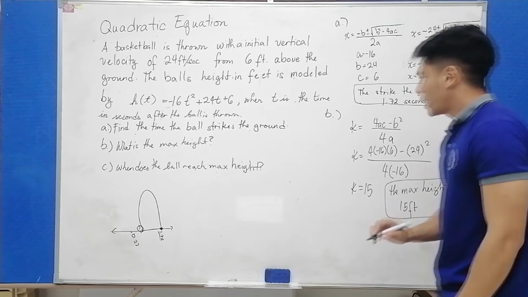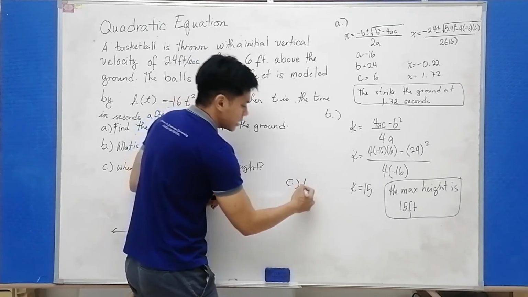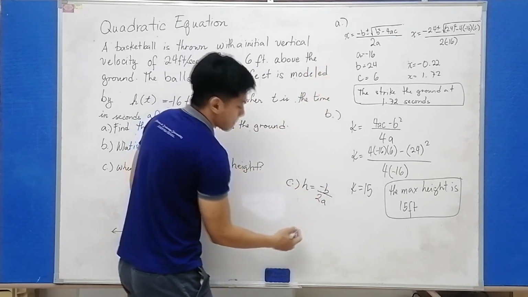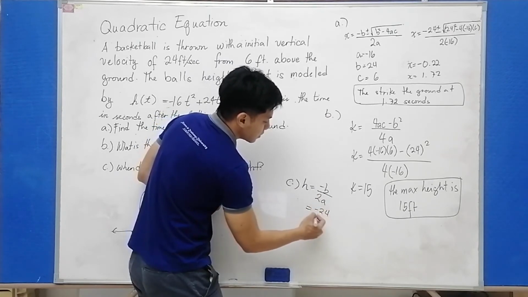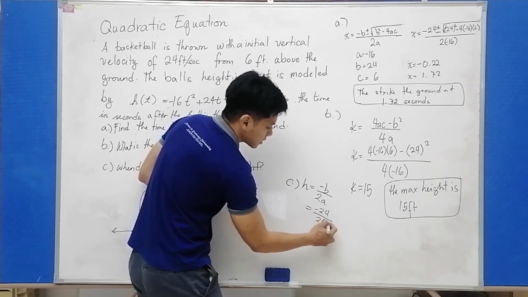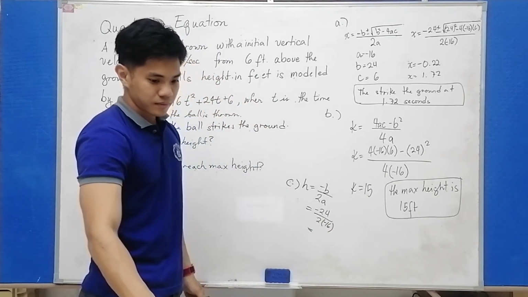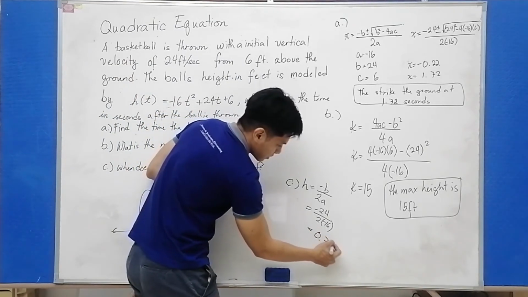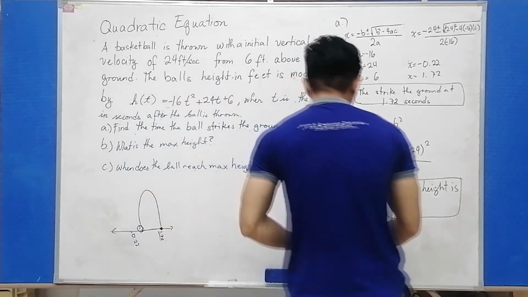Okay, and lastly, when does the ball reach the ground? So we have the formula for h is equal to negative b over 2a. So we have negative 24 all over negative 2 times negative 16. So we have 0.75. So the time for it to reach its maximum height is 0.75 seconds.